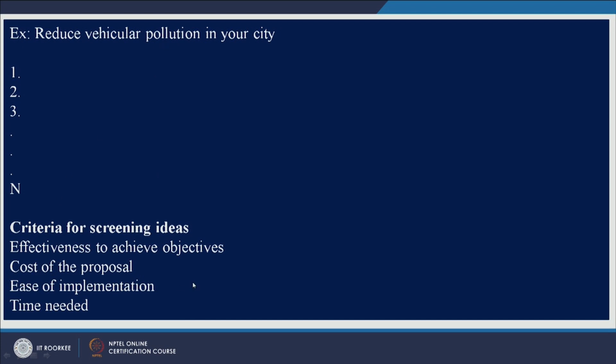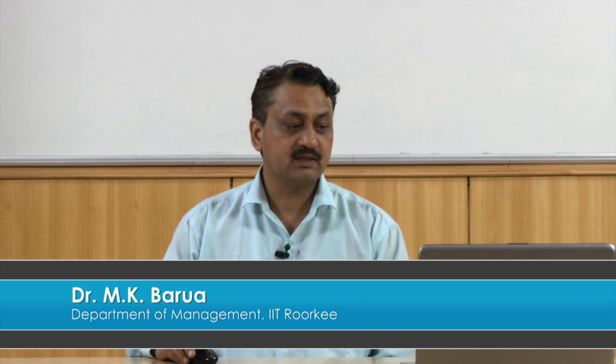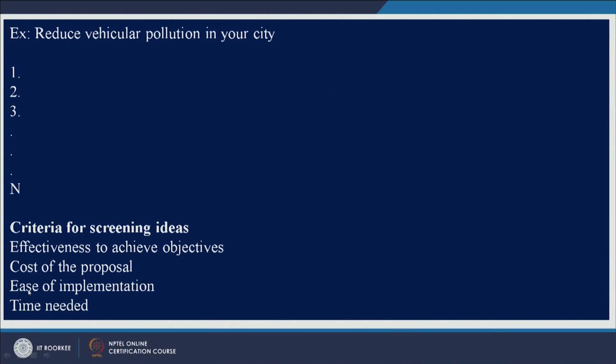cost of the proposal. Let us say if your idea is to come up with more tree plantation, then what would be the cost of the proposal? Ease of implementation. Let us say if you are coming up with an idea of, let us say, starting a metro in your city. Now, you need to look at effectiveness, cost of the proposal, ease of implementation, and time needed.